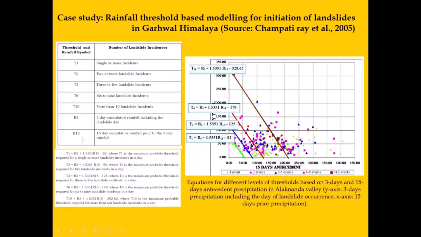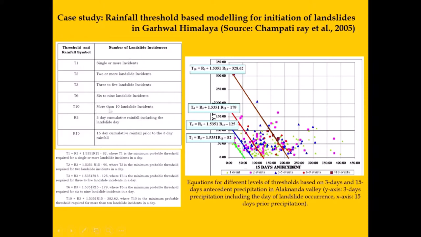So there are different thresholds. T1 is for a particular river basin in a particular area. Suppose in one monsoon we have seen that one landslide happened in a particular area. So that is T1. T1 is basically the threshold of occurrence of minimum one landslide in that area. T2 is 2 or more landslides in that area. T3 is the threshold for 3 to 5 landslides. T6 is for 6 to 9 landslides. T10 is more than 10 landslides.